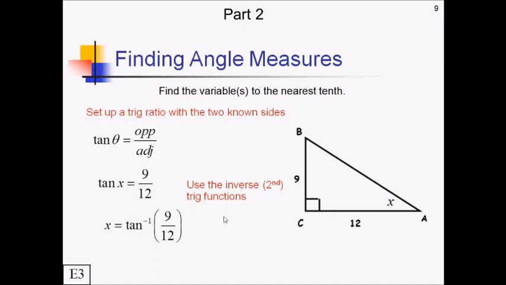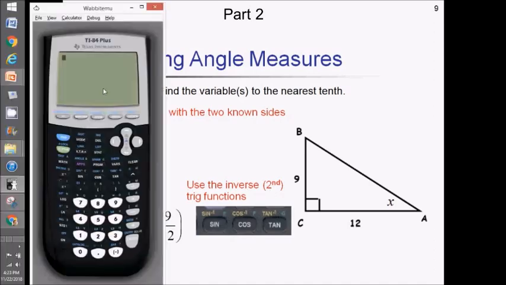So how do we do this on the calculator? On our calculator, if you look at the sine, cosine, and tan buttons, right above them you'll see these little sine, cosine, and tans with the little -1s. Those are the inverse functions. To get to those, you have to do second and then the trig function. So let me show you that on the calculator now.